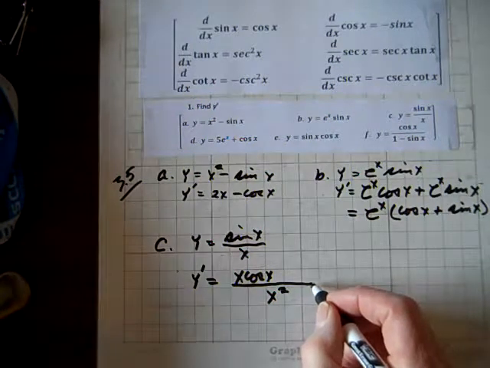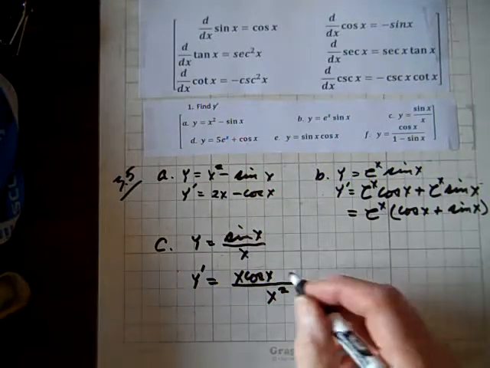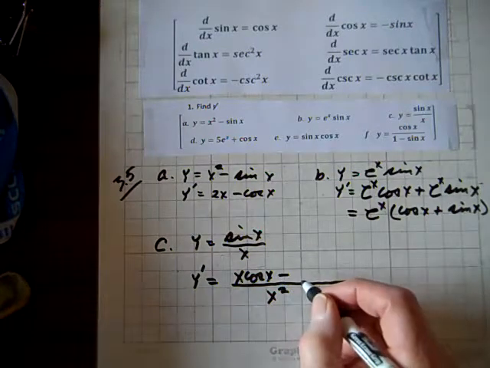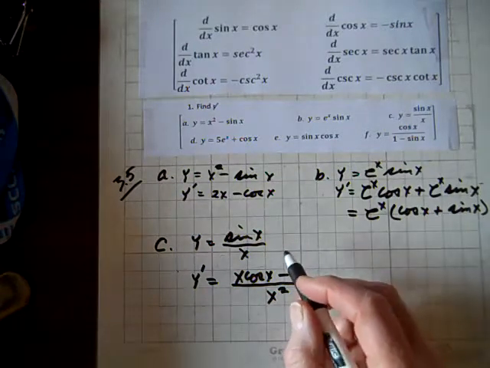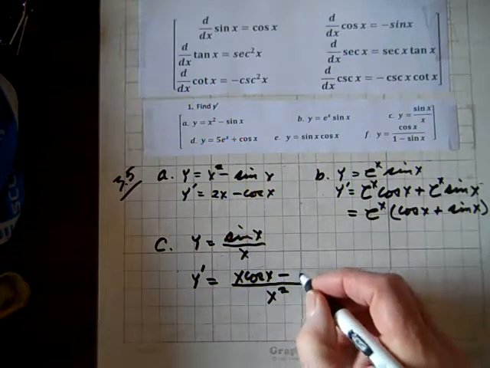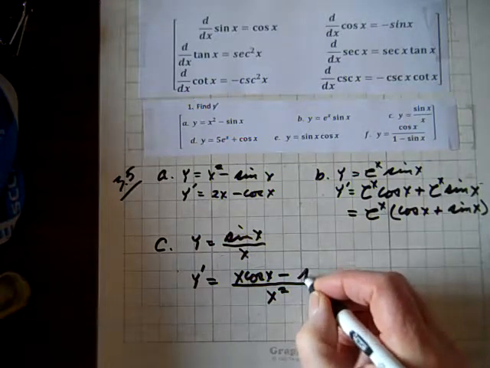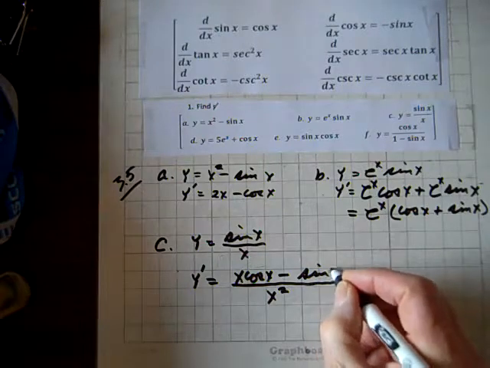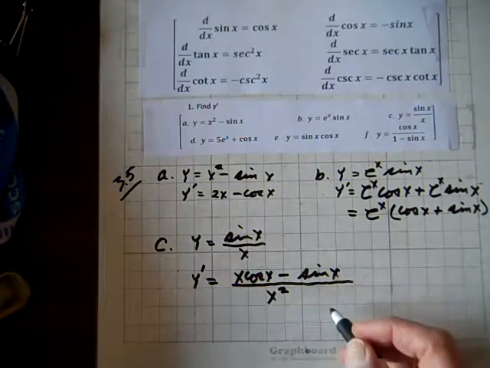And now we'll put a negative sign there, hold sine of x constant and take the derivative of x, which is just 1. So we get sine of x, and there's y prime.